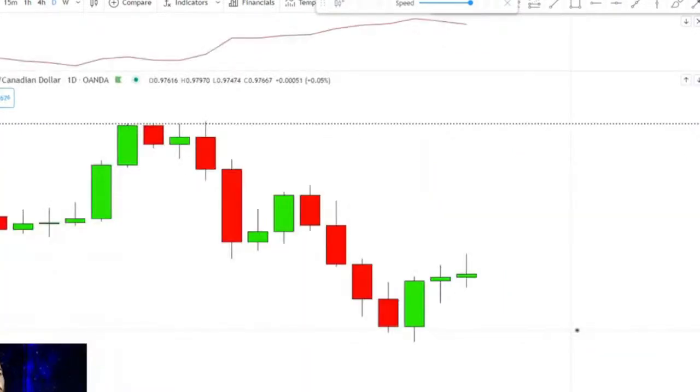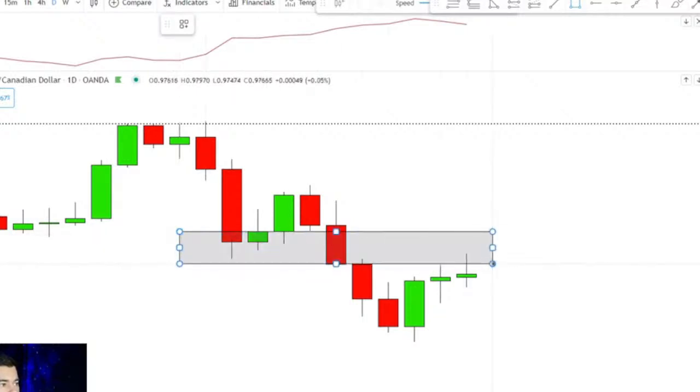So based on what you've learned so far in this video, what trend is the Aussie Canada in right now? Well, we've had a high, down to a low, up to a lower high, down to a lower low. With that being the case, are we in a downtrend? Yes, we are. And in terms of structure and support and resistance we look for while in a downtrend, what are we looking for? We are looking for the previous level of support to become resistance in a downtrend.